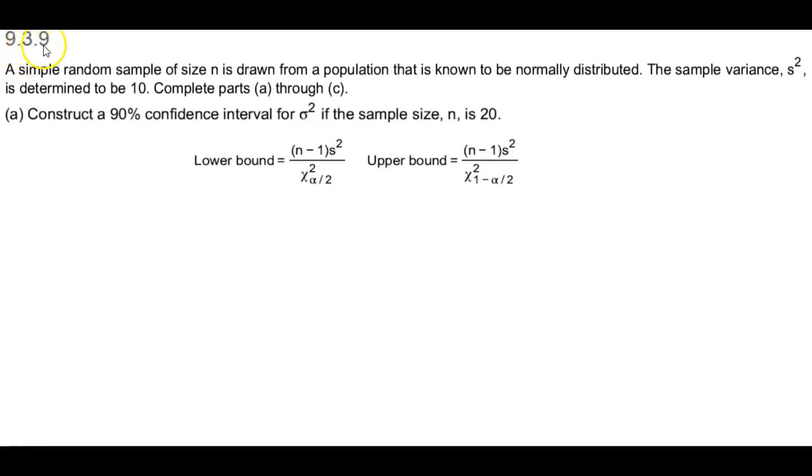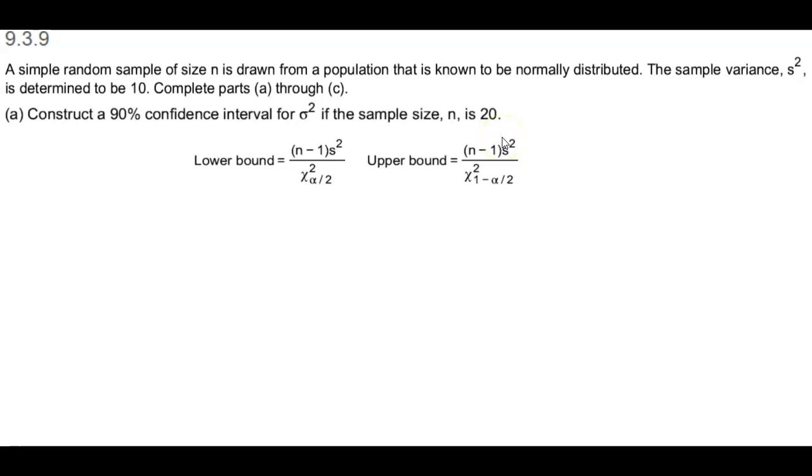Section 9.3.9. A simple random sample of size n is drawn from a population that is known to be normally distributed. The sample variance is determined to be 10. We want to complete parts A through C. So we're going to construct a 90% confidence interval for the population variance if the sample size n is 20.